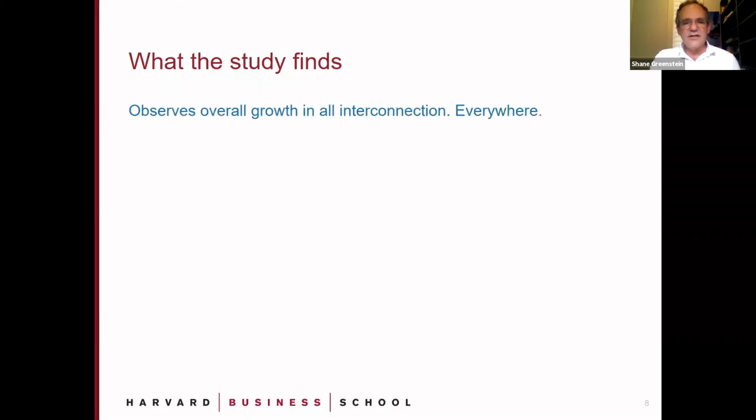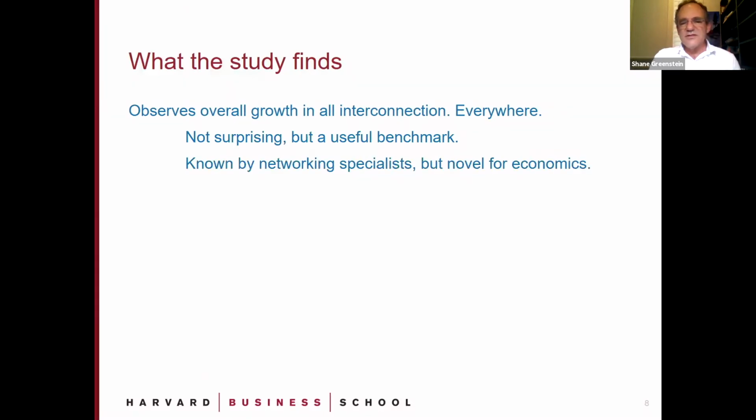First, we're going to observe the growth in interconnection that's generally presumed to be there, and it is everywhere, and it is all over this data. As I say, that's not a surprise, but it's a very useful benchmark, and I don't think it was known by most economists. And just to give you a sense of that, it's one of the things I actually expect you'll walk out from this, appreciating how the internet's growing.